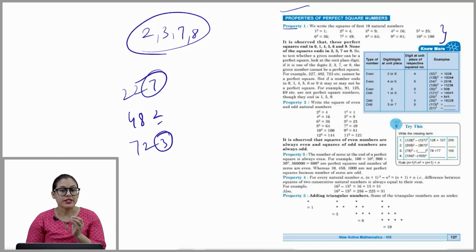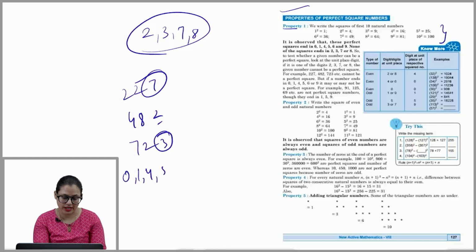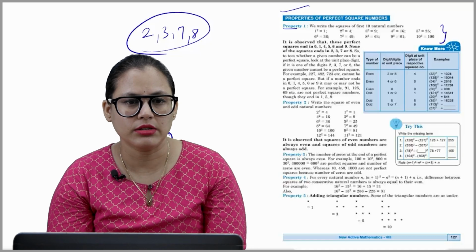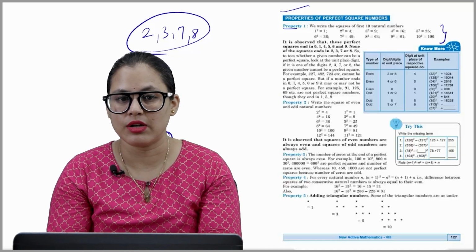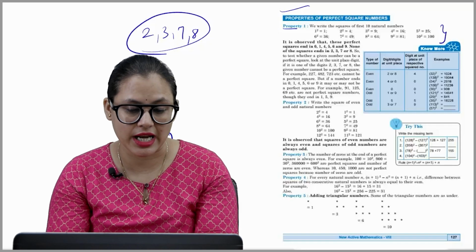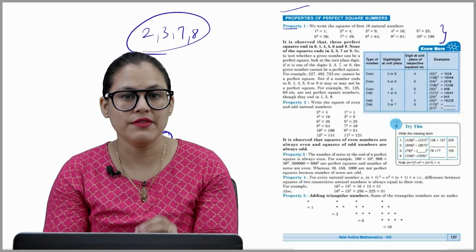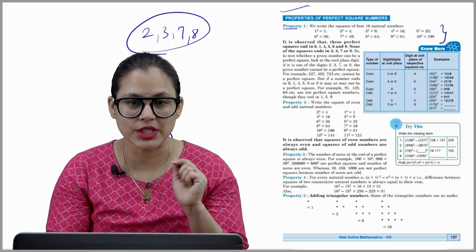But if a number ends with 0, 1, 4, 5, 6 and 9, it may or may not be a perfect square. For example, 91, 125 and 69 etc. are not perfect square numbers, though they end in 1, 5 and 9. Okay. Property 2.